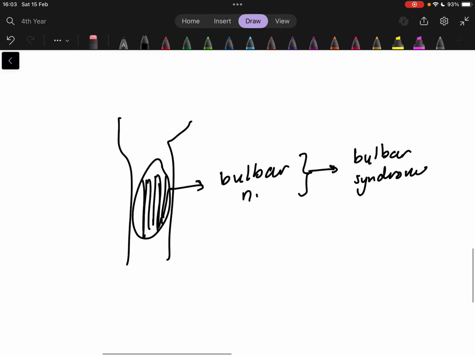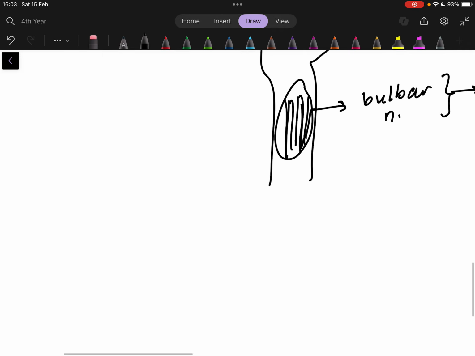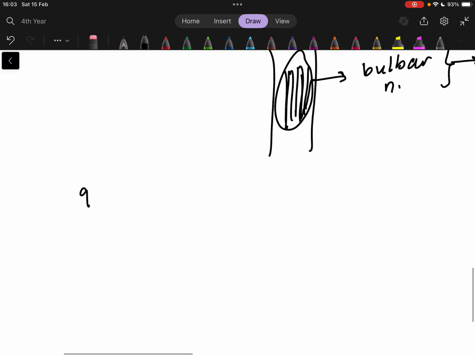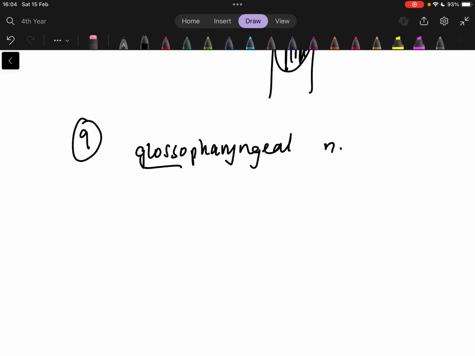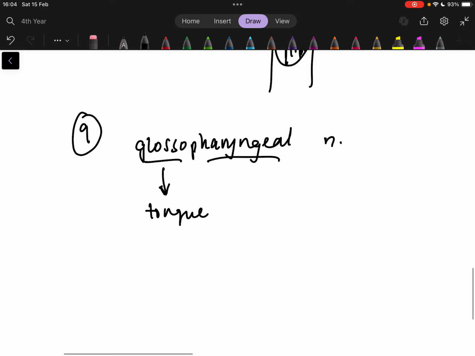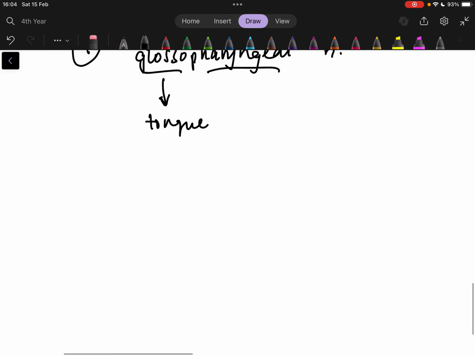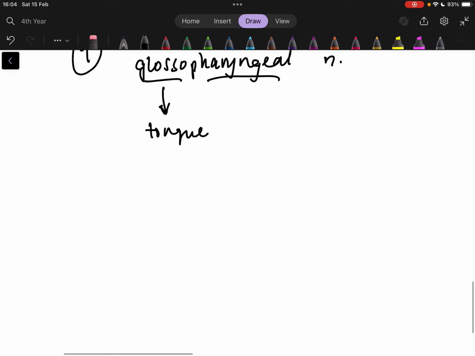Okay, so we're going to start off with the ninth cranial nerve, which is the glossopharyngeal nerve. And you can actually look at the name and get a clue about what this nerve does. So if you look at the glossal part, that means tongue. And if you look at the pharyngeal part, that means the pharynx, of course, right? So okay, let's talk about the anatomy of the glossopharyngeal nerve.